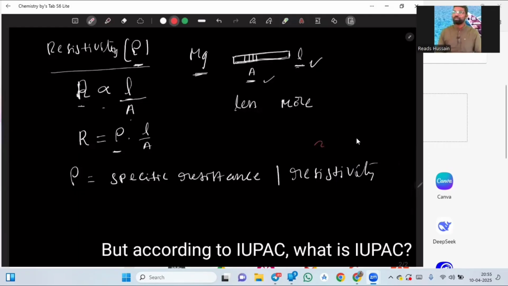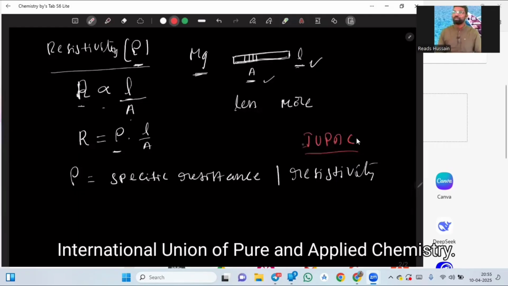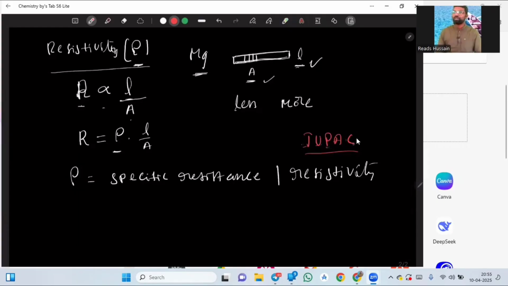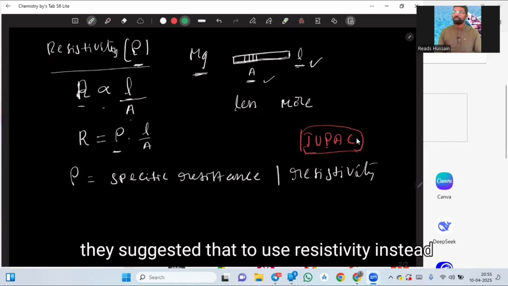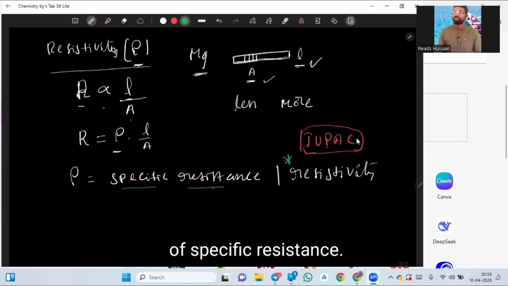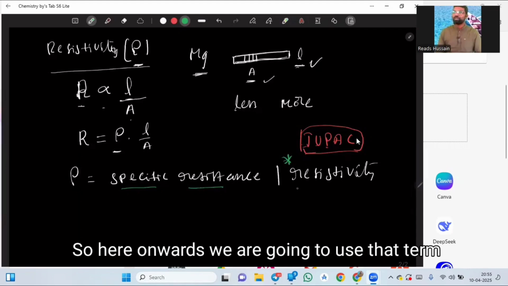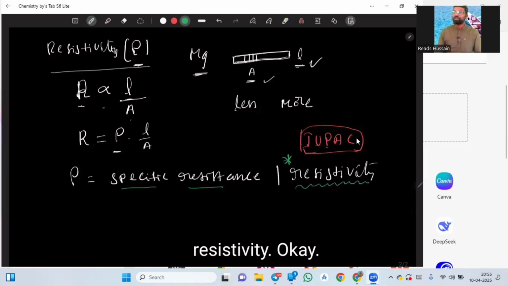But according to IUPAC, International Union of Pure and Applied Chemistry, this organization suggested to use resistivity instead of specific resistance. So from here onwards, we are going to use the term resistivity. What is resistivity? Resistivity is nothing but rho.